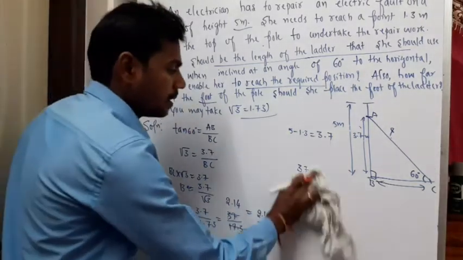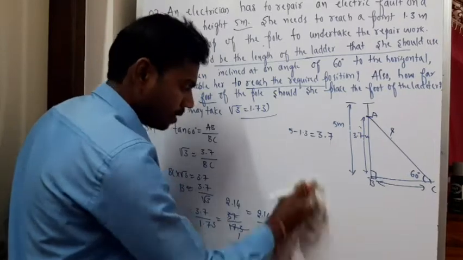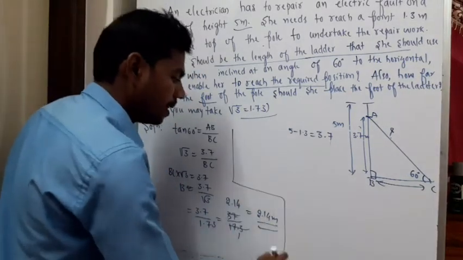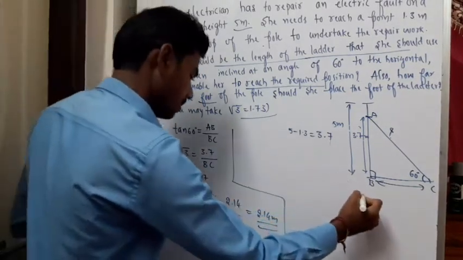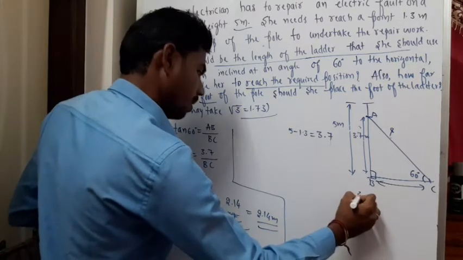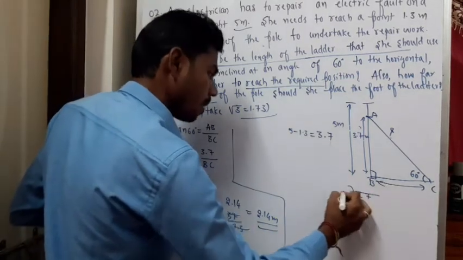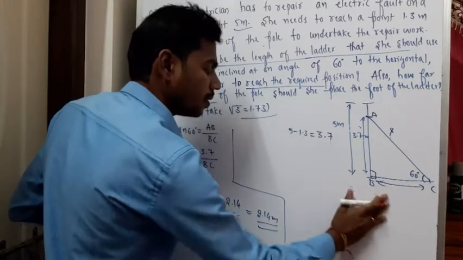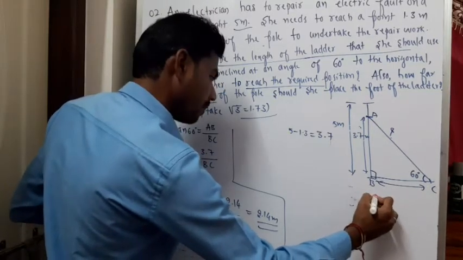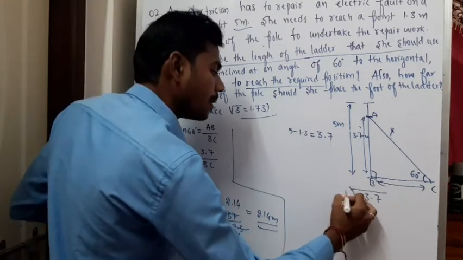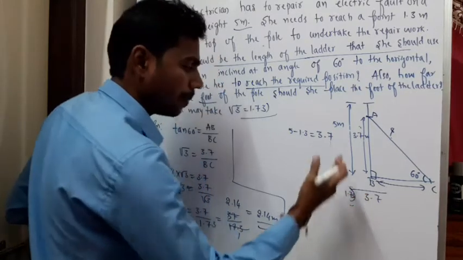See, if you have solid basics, you can do this. Or else again it will be lengthy. Again you need to do this division method like this. So 3.7 and 1.73. 3.7 again 1.73. If you have patience, you can do this.